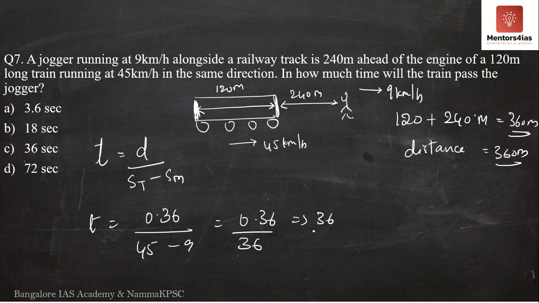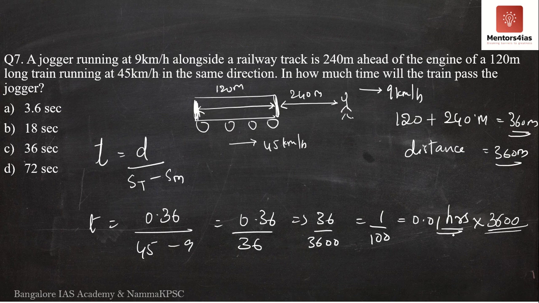Or I can say it is 36 divided by 3600, nothing but 1 by 100, equal to 0.01 hours. Now if you look at the options over here, everything is in terms of seconds. How do I convert 0.01 hours into seconds? I simply have to multiply it by 3600. So when I multiply 0.01 hours by 3600, how much do I get? I get 36 seconds. Therefore, the train will take 36 seconds to entirely cross the jogger.